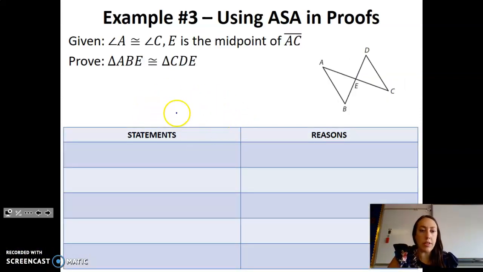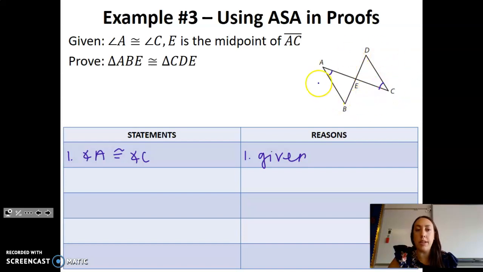All right, let's do another proof. In this one, we have these two triangles. We're going to try and prove that they are congruent. So first, we're given the fact that angle A is congruent to angle C. That was given to us. And notice how I'm always drawing on my pictures. That always kind of helps me see what's going on. So make sure you're drawing your given info.